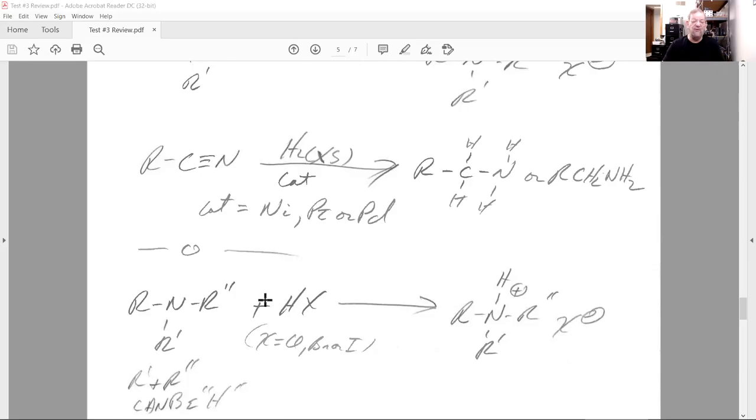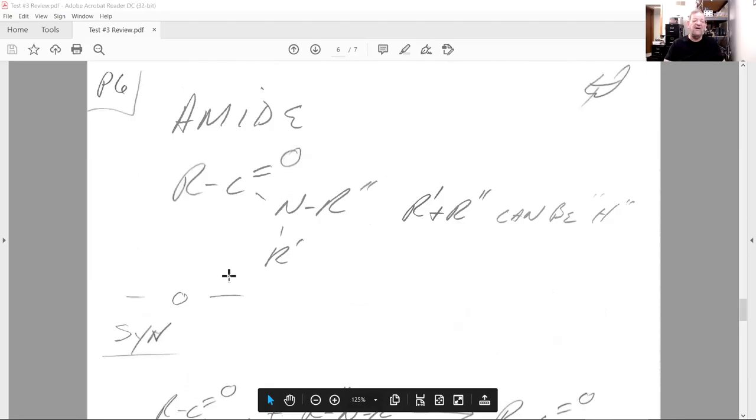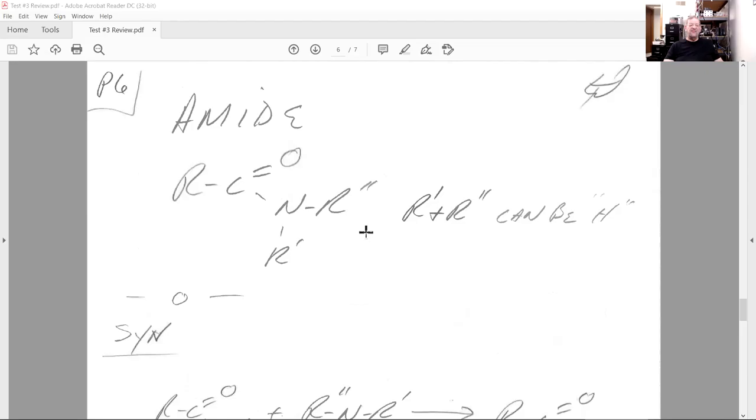All right, next I talked about a derivative, something made from carboxylic acid and amines, and that's an amide. An amide has this functionality or structure, a carbonyl with a nitrogen. On the carbonyl carbon, you have carbons R. On the nitrogen, you have R prime and R double prime. And it turns out R prime and R double prime, one or both, can be hydrogen.